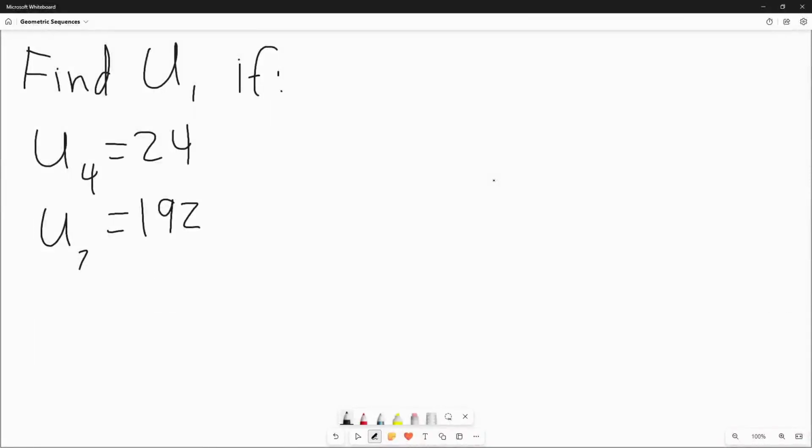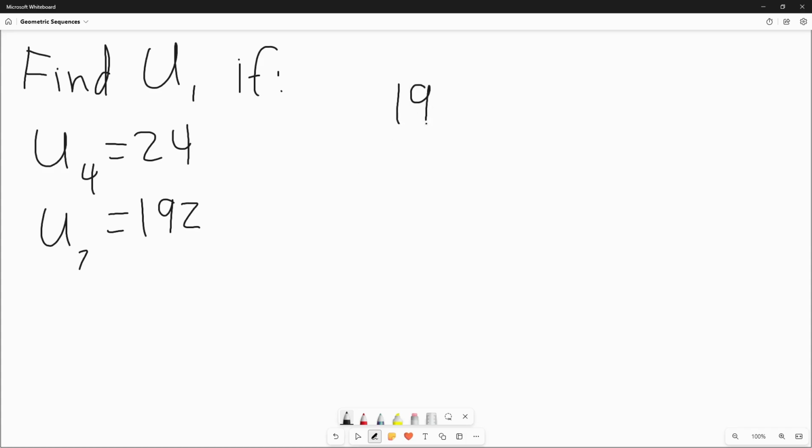Now let's do one last practice problem. This one's also pretty simple. If you think you can do it, then pause the video and try it for yourself. But this problem is asking for the first term, u1, if the fourth term is 24 and the seventh term is 192. Now, we can figure out the ratio using these two terms.